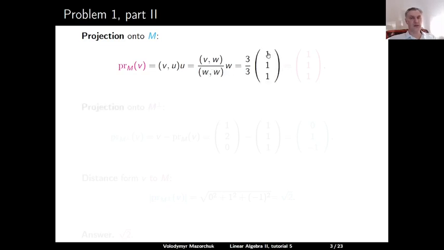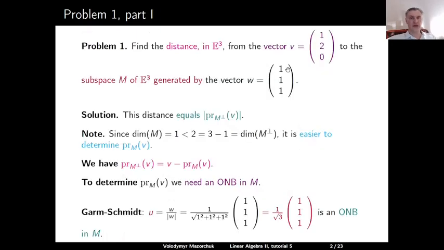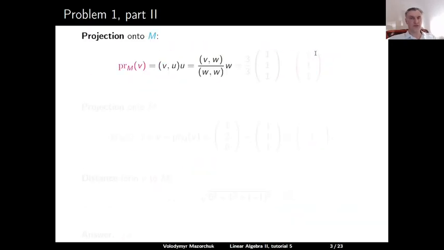The vector W is 1, 1, 1. The vector V was 1, 2, 0. So we have 1, 1, 1. In the denominator, we have 3. We already computed the scalar product between W and itself. And the scalar product between V and W will be 2 plus 1 plus 0, which is also 3. Consequently, the projection of our vector V onto M is the vector 1, 1, 1.